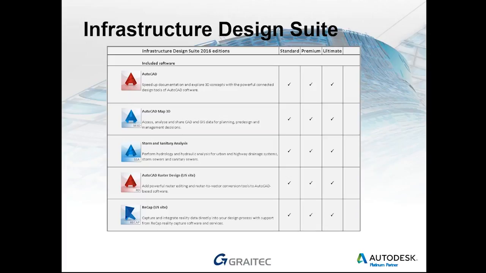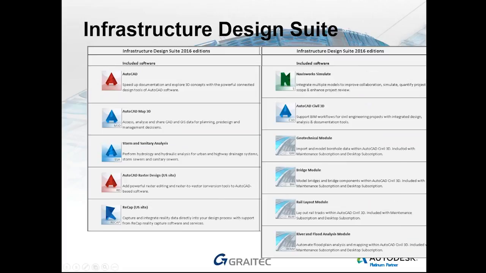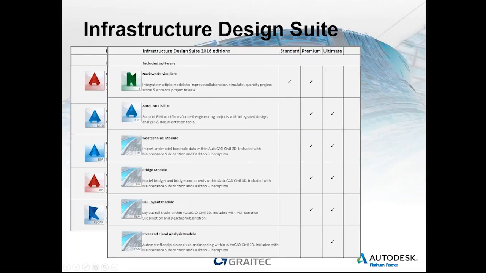So obviously you get AutoCAD, Civil 3D is built on AutoCAD, and you get AutoCAD Map because Civil 3D is built on that as well. You also get Recap for your point cloud design, you get raster design as well. And then you also get in standard and premium, you get Navisworks Simulate, and in the ultimate you get Navisworks Manage, which allows you to do clash detection as well.